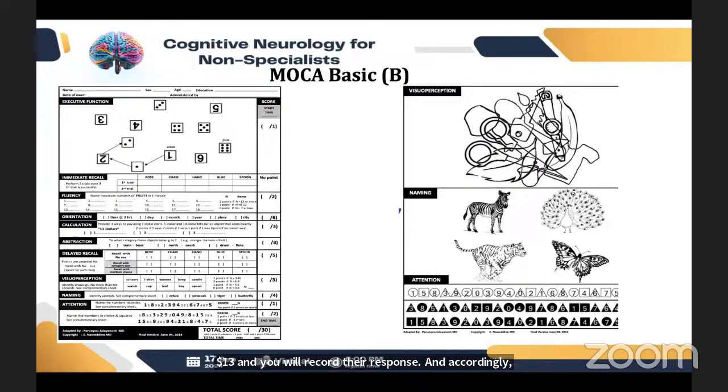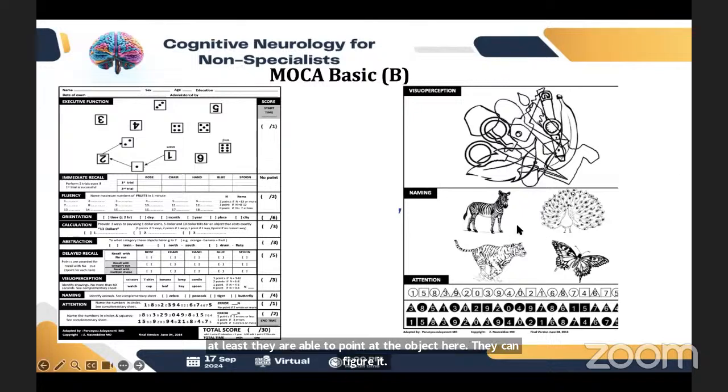Again, then you will ask them to recall the given words. And for the visual perception, you can see here the worksheet. You will ask them to recognize as many items as they can, and the time is within 1 minute. If they couldn't name it, for example, if the patient could not name a key, at least they are able to point at the object here. And then the naming is a little bit different.